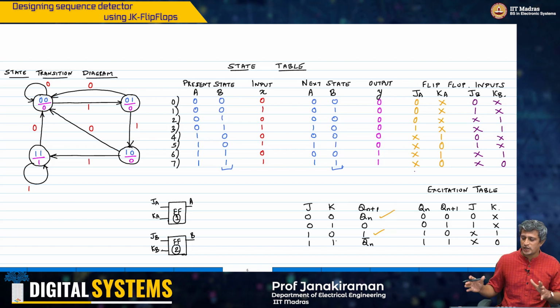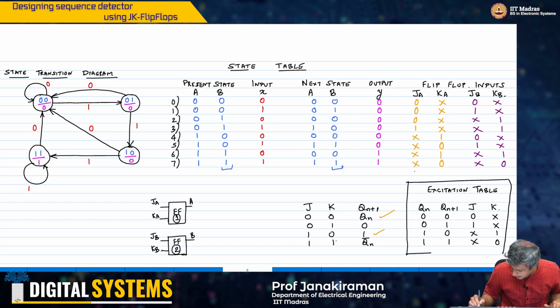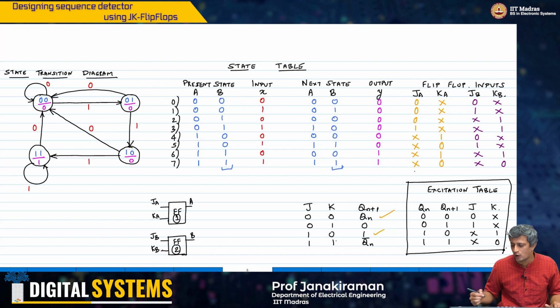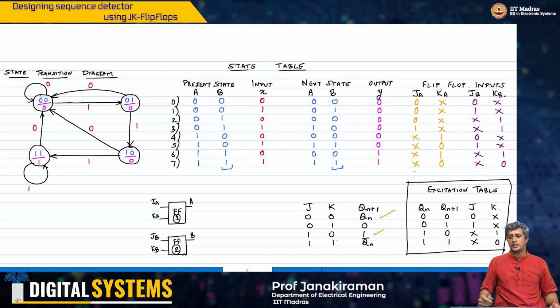So essentially this excitation table is a very good tool for you to get used to. So you write this and keep it separately, get used to this for all 3 flip-flops and simply work with these in order to populate these flip-flop input columns.